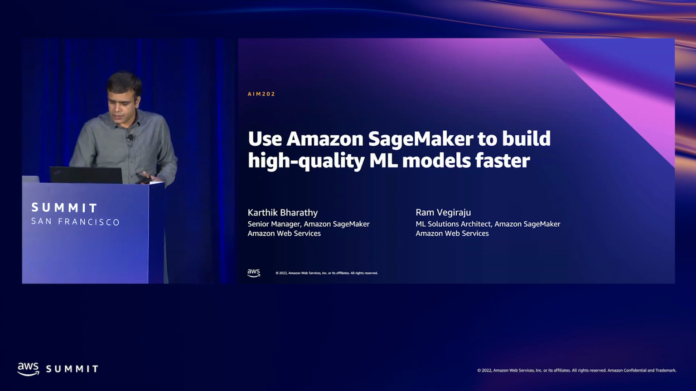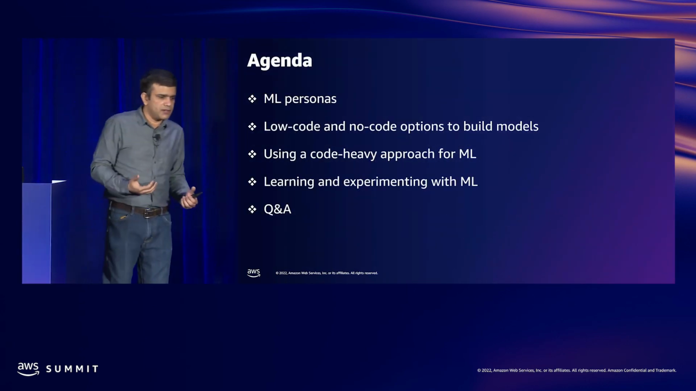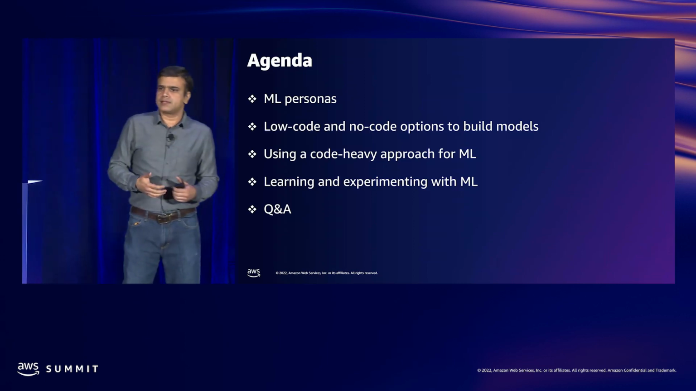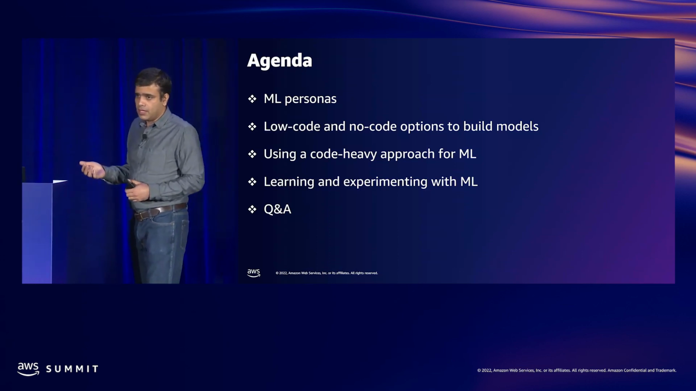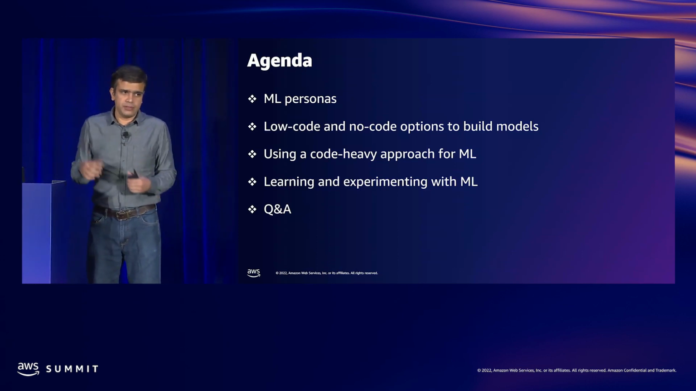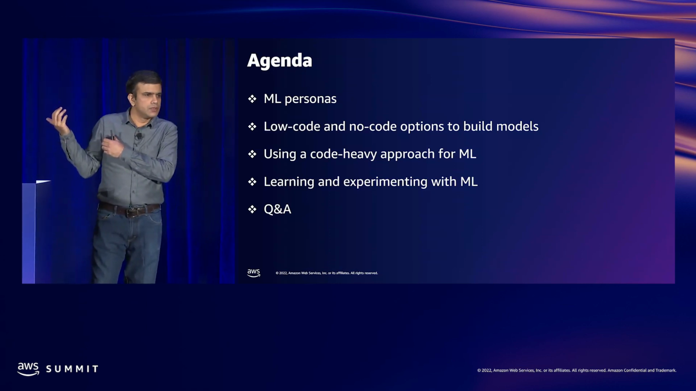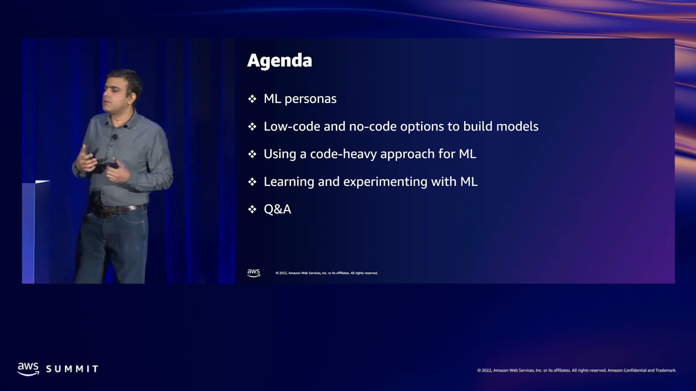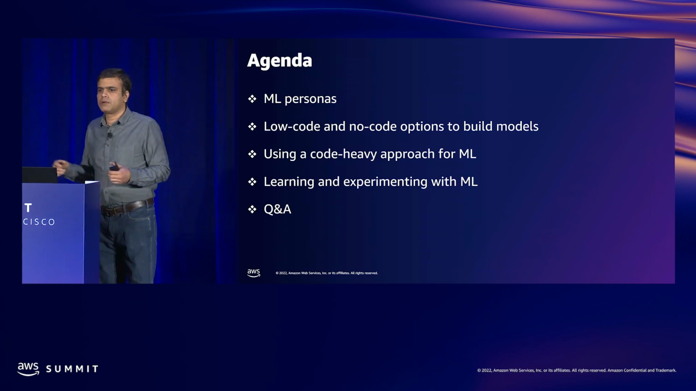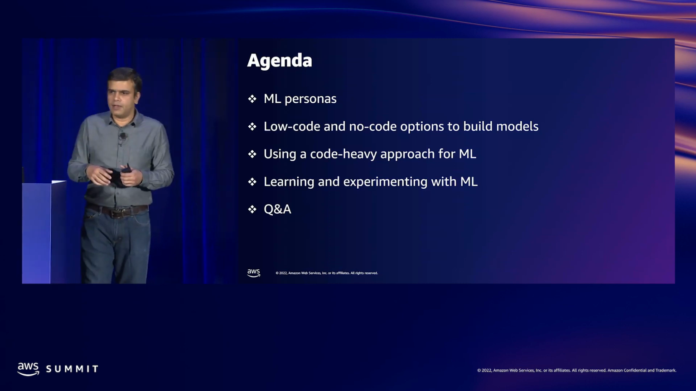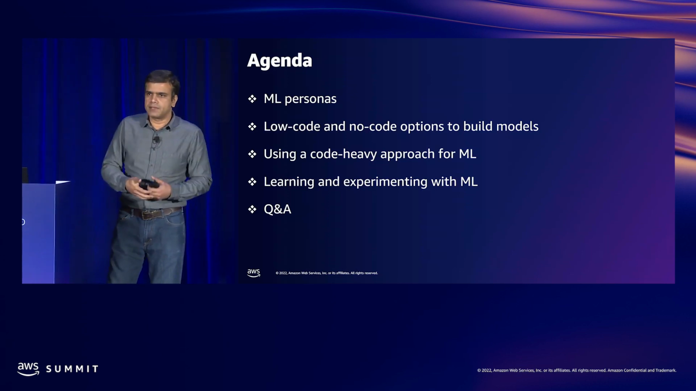So what we're going to do is cover the following topics. We'll look at the different personas for SageMaker. We'll look at some of the low-code and no-code capabilities that SageMaker has to offer. And if you're a code-savvy person, you use AWS, you're familiar with writing code, there are a whole bunch of options for you. And finally, we'll also look at how you can learn and experiment with ML. Purely, hey, I want to sign up for a course, learn ML, and then prototype. So there's something for you too. And we'll wrap it up with some Q&A.